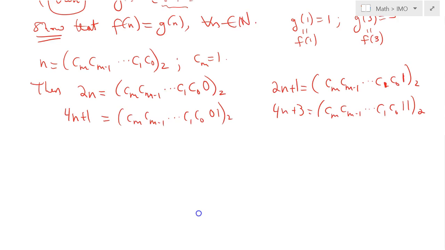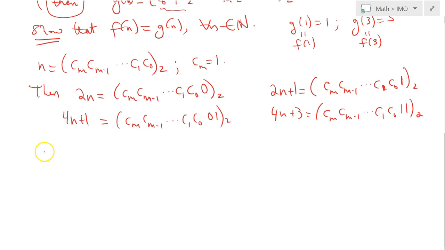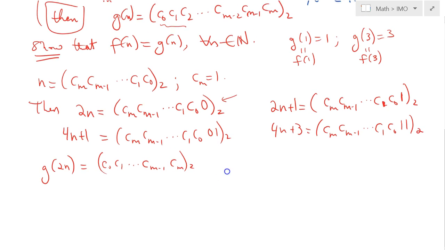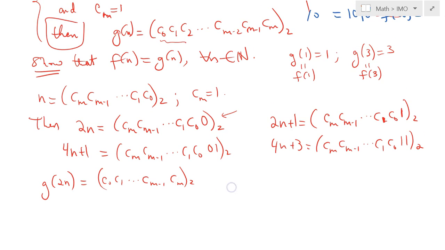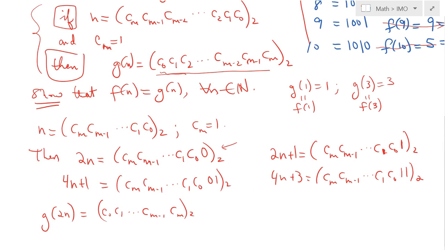Okay, so according to the definition of G now, we can conclude pretty quickly. So G of 2n, you have this binary number here, so you just reverse the digits. The 0 will be in the front, it is useless, so it would become C_0, C_1, all the way to C_{m-1}, C_m in binary. And this, by the definition of G, recall G of n reverses the order, so that would be the same as G of n.